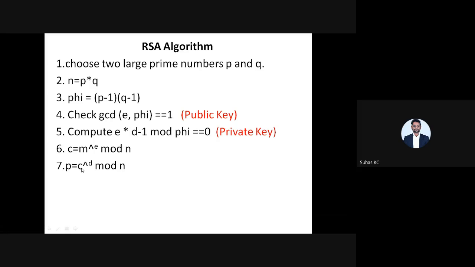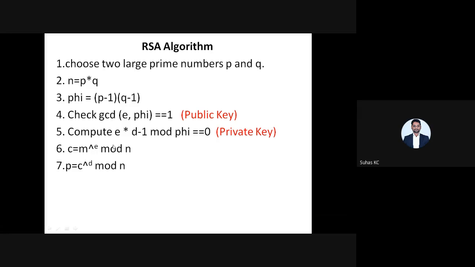By using the ciphertext, the receiver will use the private key. The private key is D: C power D mod N. So again, you'll get the original message back. So this is your RSA algorithm.